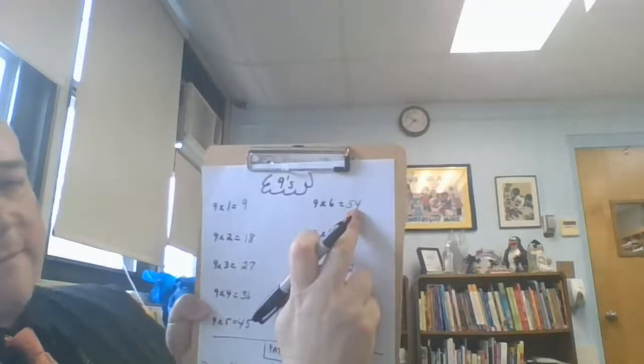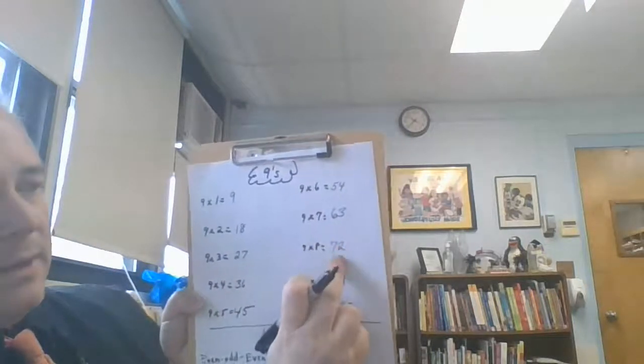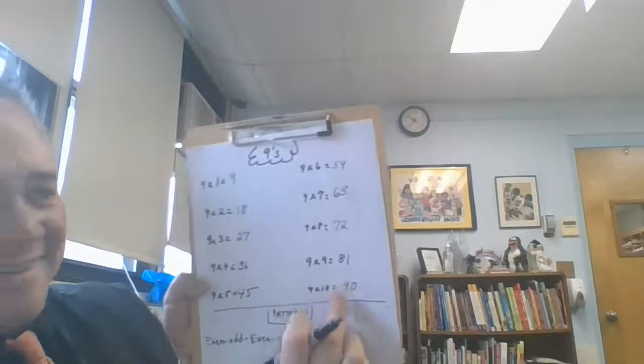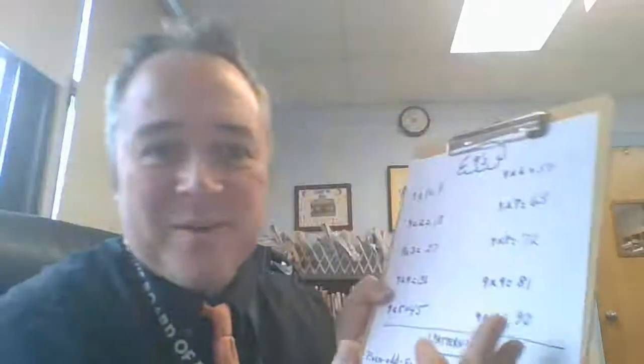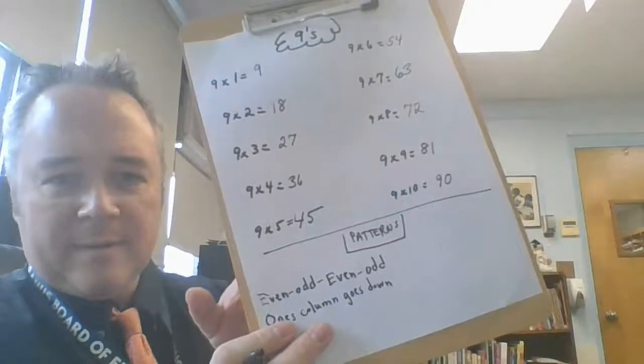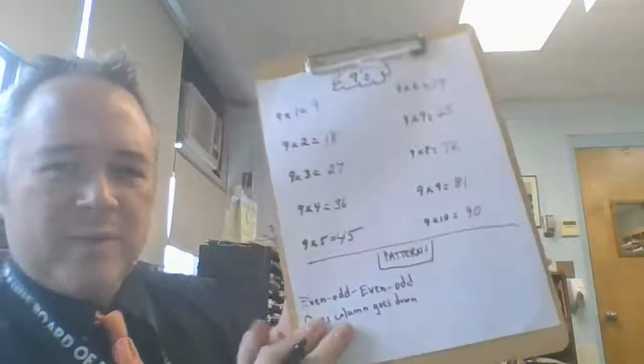5, 4, 3, 2, 1, 0. And the next one would be 9 again. Do you see that? So I'm going to write that. How do I say that? The ones column goes down each time, right? Okay, so we did that with the ones column.